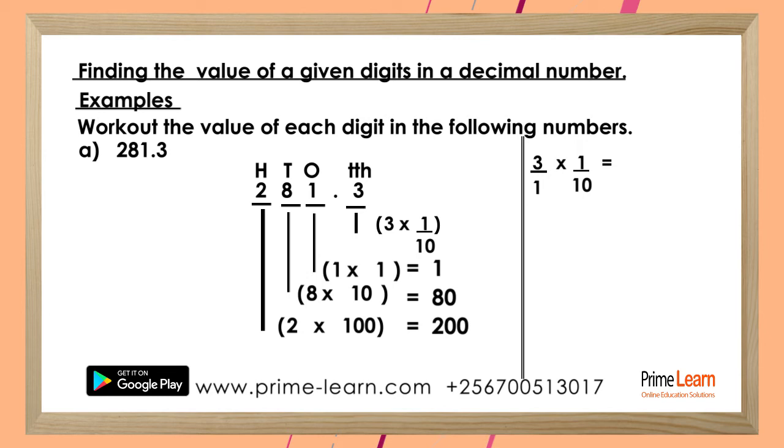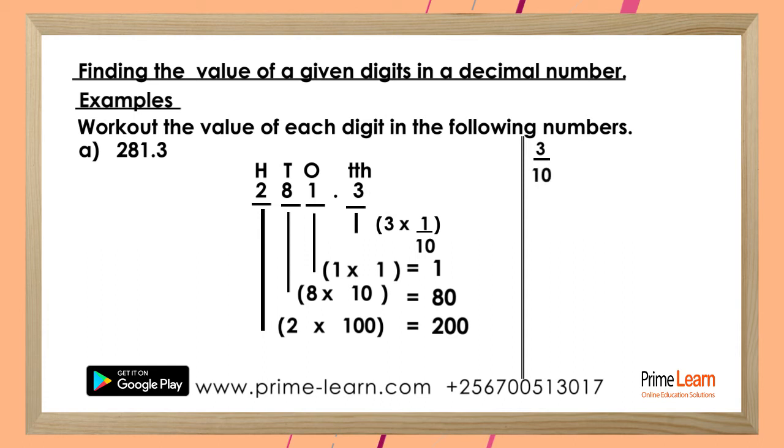And then after writing that silent denominator, we are going to multiply the numerators alone and then the denominators alone. In this case, we are having the numerators as 3 times 1, and the denominators we are having 1 times 10. So when you multiply 3 times 1, we are going to get 3, and when you multiply 1 times 10, we are going to get 10. So we have got a new fraction, which is 3 tenths.